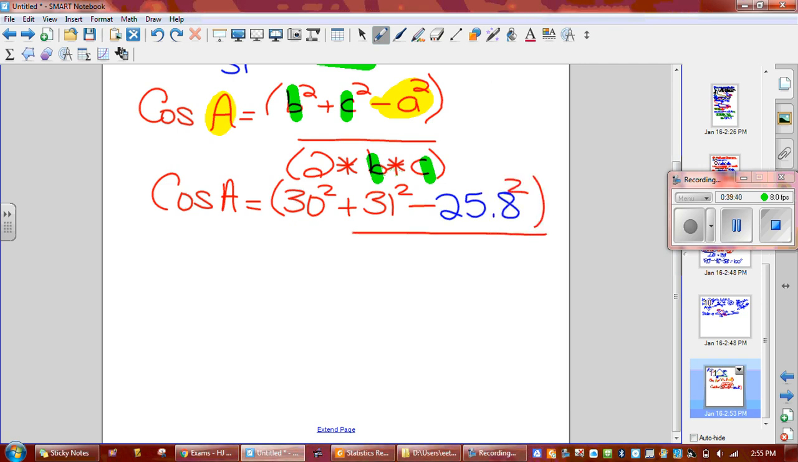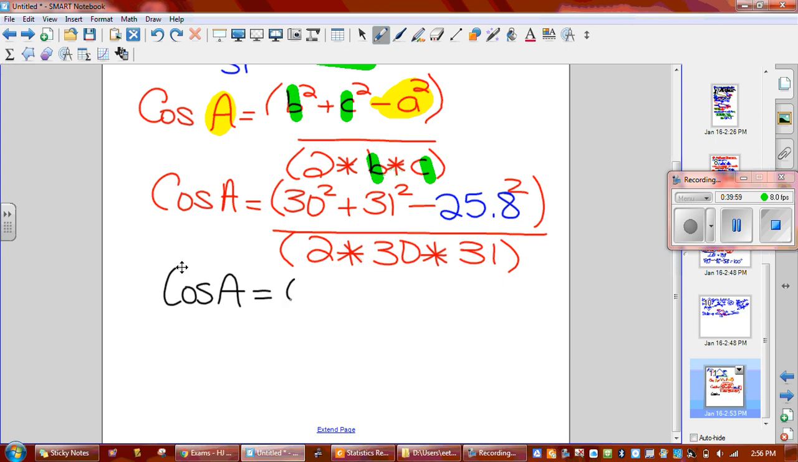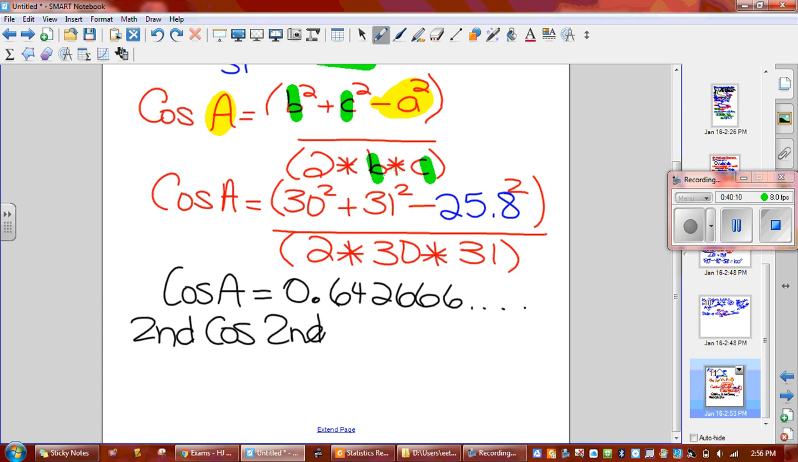Okay, so now we're going to get cos of A is going to equal this big long decimal, 0.642, and then 6 repeated. So again, we're going to go second cos, second negative sign, which is answer. And that's going to give us 50 degrees, rounded to the nearest whole degree, of course. So 50 degrees. Now, if I go up to my diagram, I can erase theta and put in 50 degrees. So I now know that theta is 50 degrees.